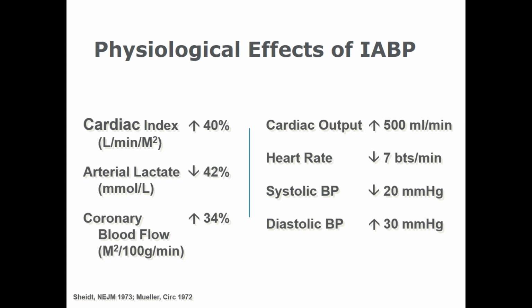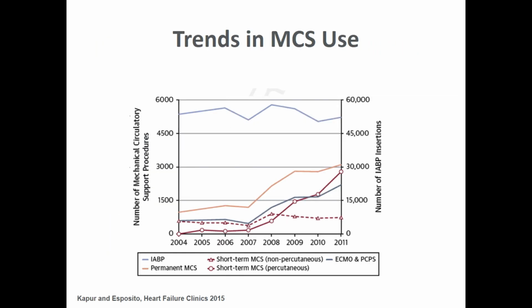Well, we know, as mentioned, that there is hemodynamic improvement with balloon pumps, that cardiac index increases, that lactate, a marker of end organ hypoperfusion, decreases, and coronary blood flow does go up. And there is an increment in many patients in cardiac output, but that mean increment is often less than half a liter per minute. And this, in many cases, may not be enough to restore adequate end organ perfusion. Because of this, usage of other devices which provide more flow has gone up over time, as you can see on the bottom of this slide, while usage of the balloon pump has remained relatively stable.